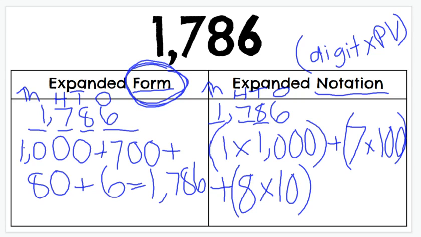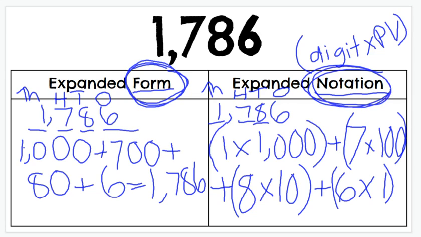Moving on to my next digit, so I add my plus sign. I have a 6, that's my digit, and I'm going to multiply it by the place value. The place value is the ones place, so I'll multiply it by 1. And then I'll close that up into parentheses again. Here I stretched my number out into expanded notation by multiplying the digit times the place value.